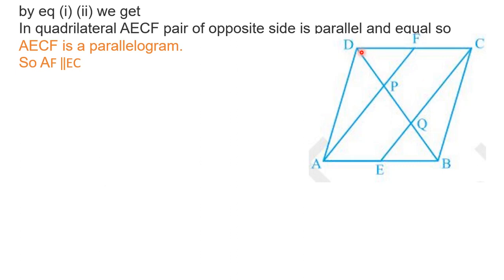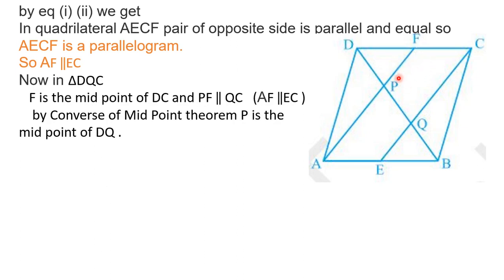Now take the triangle DQC. In this triangle we have F is the midpoint of the side DC and FP is parallel to CQ. Why? As AF is parallel to EC, and parts of parallel lines are also parallel. So we can say FP is parallel to CQ. So in this triangle DQC, F is the midpoint and FP is parallel to QC. So by the converse of midpoint theorem, P is the midpoint of the side DQ. Now P is the midpoint of DQ, so we write DP is equal to PQ.